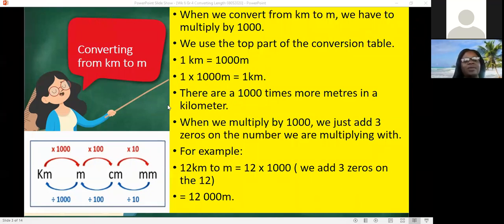So I always say you copy this conversion table and then you highlight it. You copy, you make it big in your book on the topic length, and then you highlight it so that when you go back, you can go back and refer.